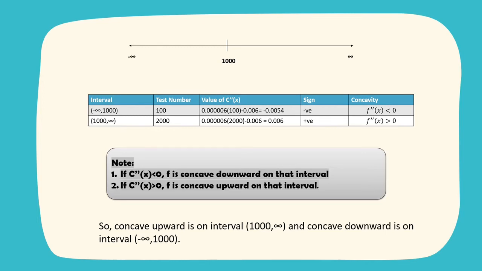The test number can be any number as long as it is between negative infinity and 1000 for the first row, then I decide to use 100. The concavity is negative. For 1000 to infinity, I decide to use 2000 and then substitute the value in the second derivative of C, so the sign is positive. Concave upward is on the interval 1000 to infinity and concave downward is on the interval negative infinity to 1000.